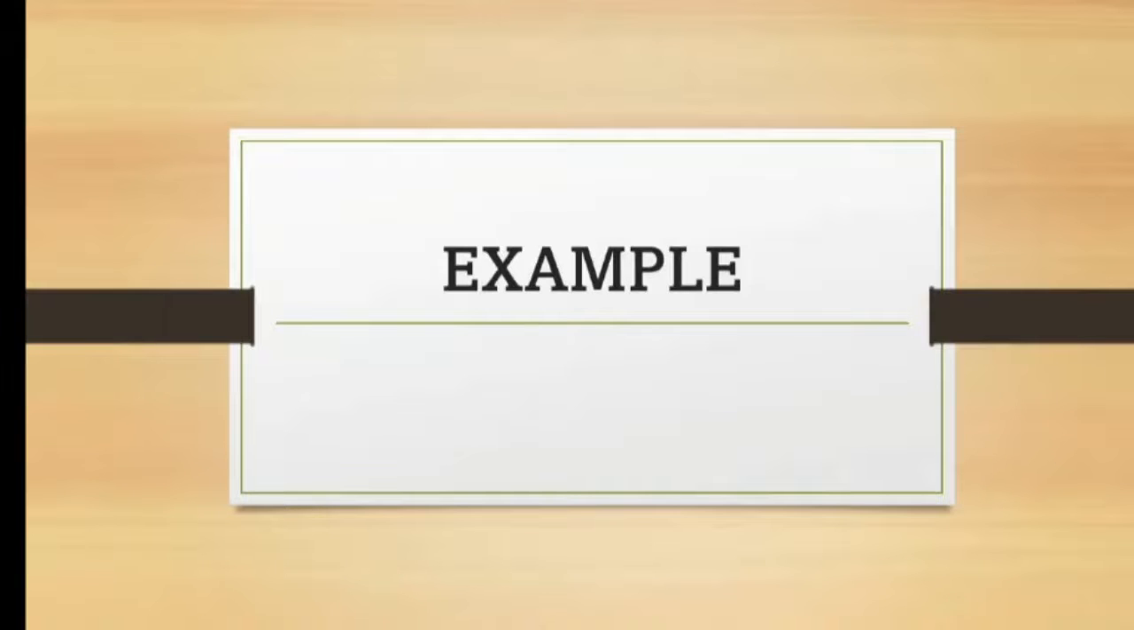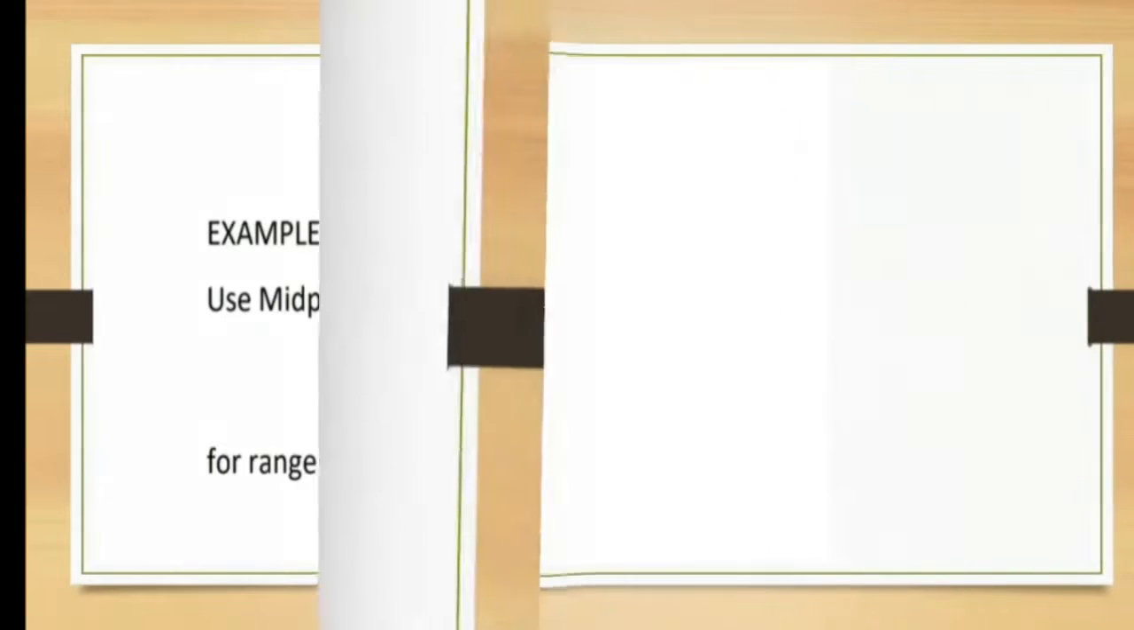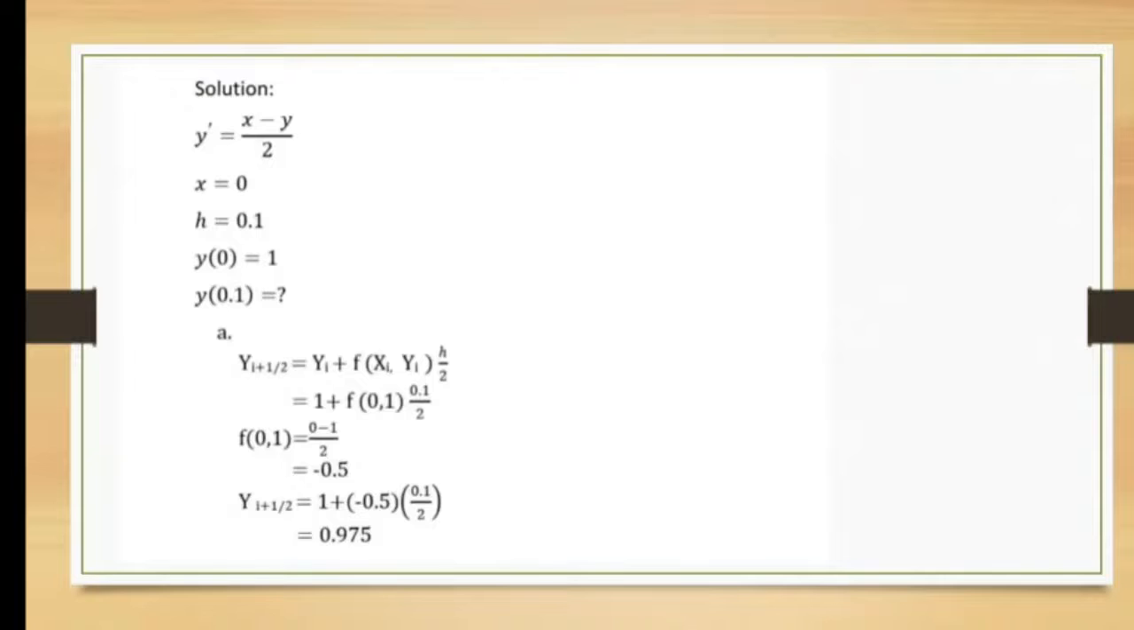For example, use the midpoint method to solve this equation, y prime equals x minus y over 2, for range x equals 0 to 0.1 and h equals 0.1, where y equals 1 when the value of x is equal to 0. Now we have the given x sub i equals 0, h equals 0.1, y sub i equals 1, and the unknown is the value of y when x is equal to 0.1.